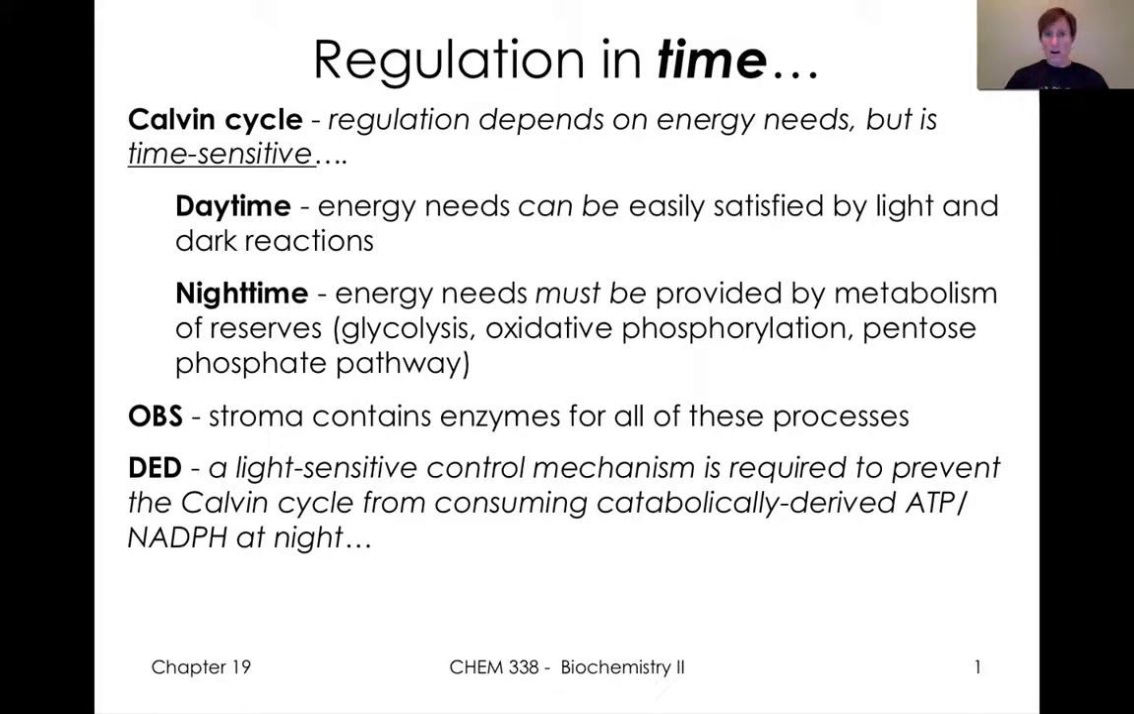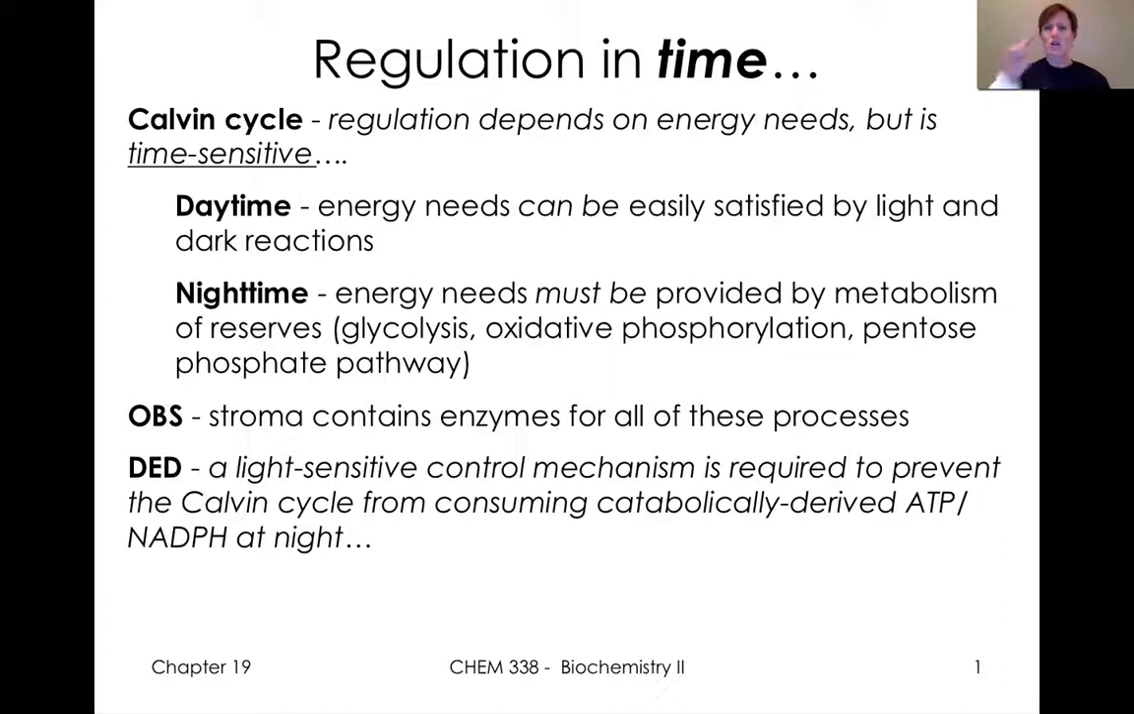However, when it's dark out, we don't want the Calvin cycle to be active because that's going to use NADPH and ATP as well. And the only way to make ATP and NADPH when it's dark out for plants is to do the same thing that we do: go through glycolysis, the citric acid cycle, and oxidative phosphorylation. So plants behave very much like us metabolically at night. They need to use their reserves, catabolize their starch reserves, and use that in the same way that we use starches to make energy.